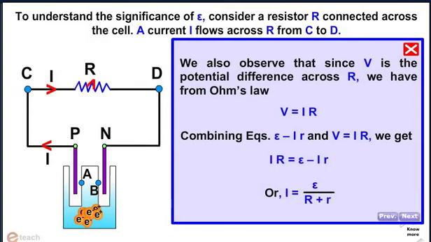We also observe that since V is the potential difference across R, we have from Ohm's law V equal to IR. Combining both equations, we get the following result.